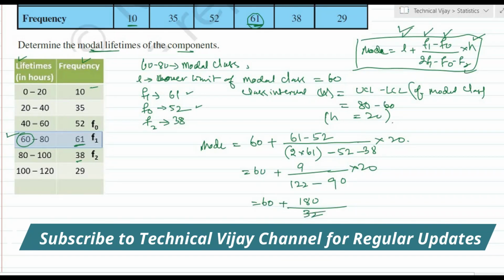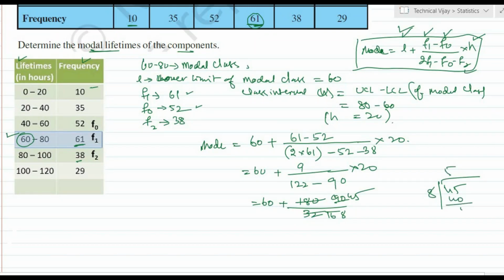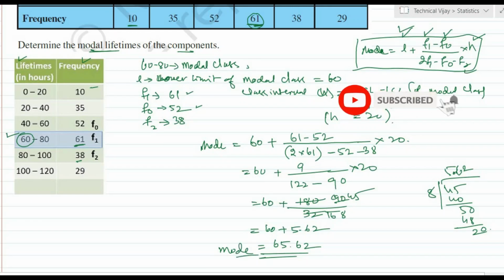Now 180 divided by 32, which is equal to 5.62. This is equal to 60 plus 5.62, which is equal to 65.62. This is the mode. This is called the mode, 65.62.